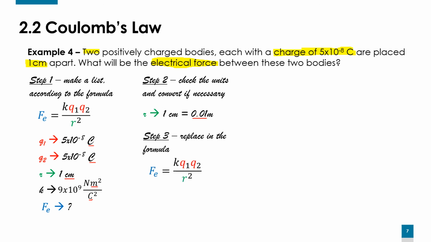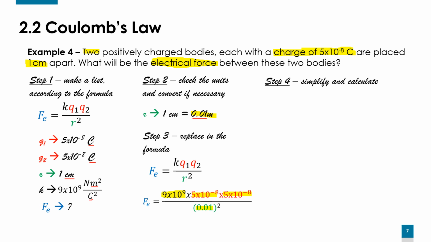Third step, I need to replace. I'm going to write down the formula again and replace. So my force, I don't know. My constant, 9 times 10 to the power of 9. My first charge, 5 times 10 to the power of minus 8. My second charge, 5 times 10 to the power of minus 8, because they're the same. My distance, 0.01 meter. Be careful, okay? After you convert, you put the value of the conversion, not the centimeter.